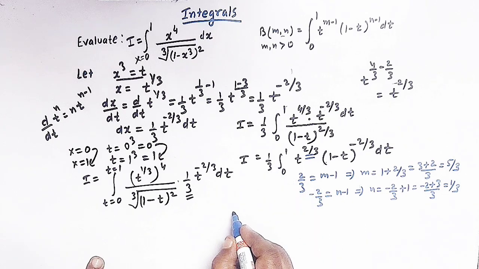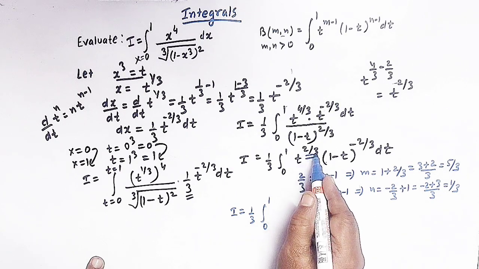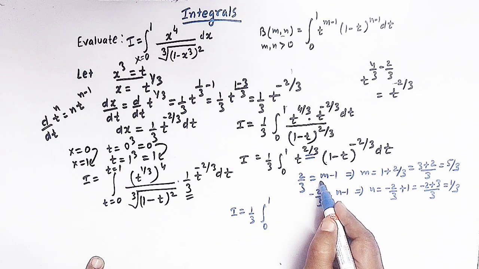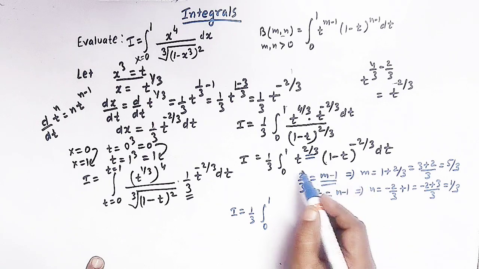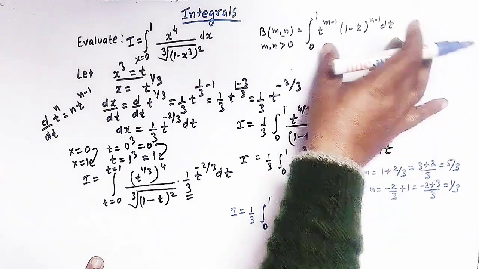So now we can write this integral as 1 over 3, 0 to 1, and t raised to 2 over 3 can be written as m minus 1, right? Because we want to convert this integral into this form.